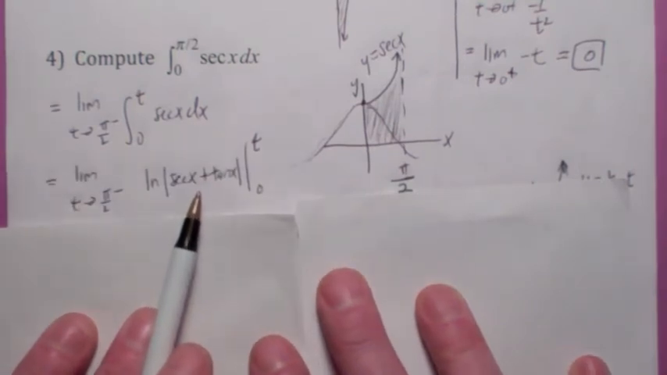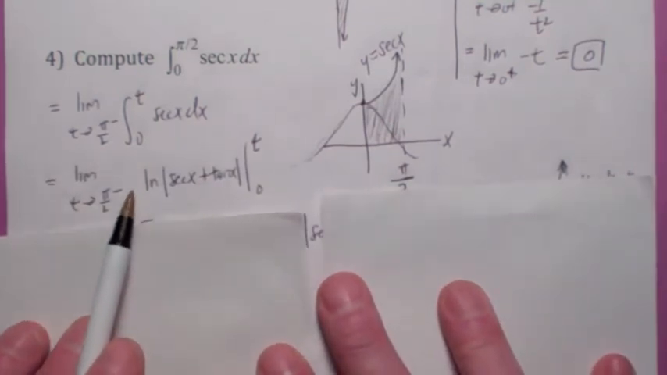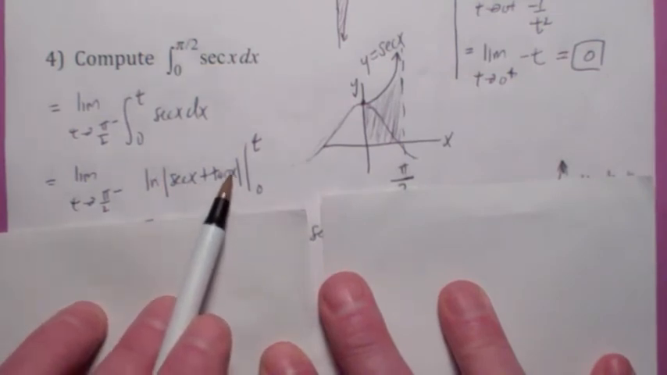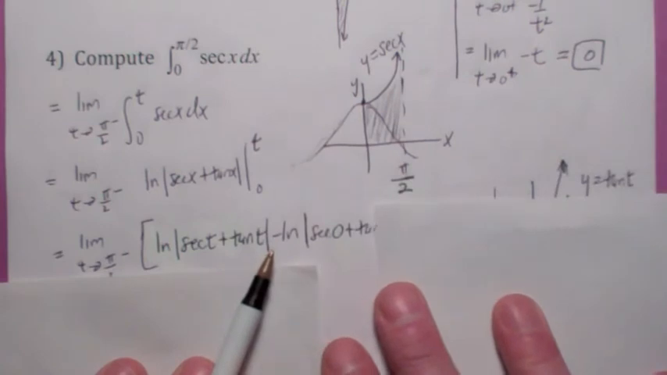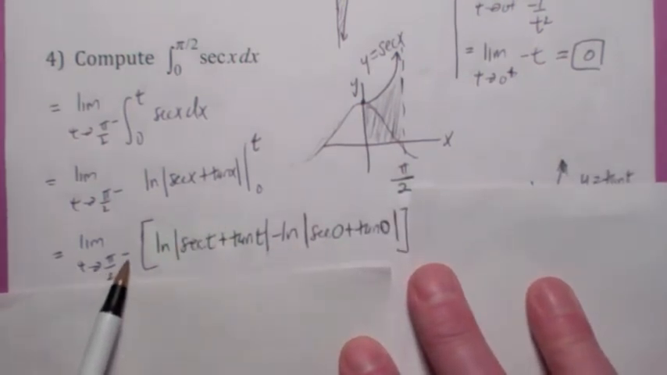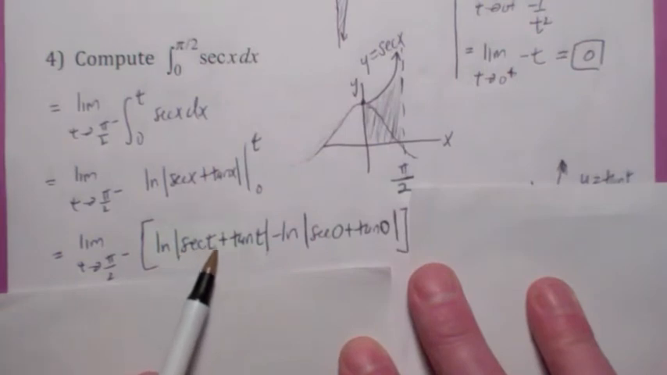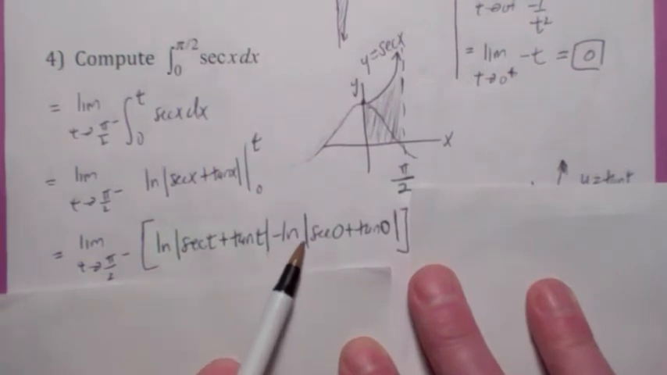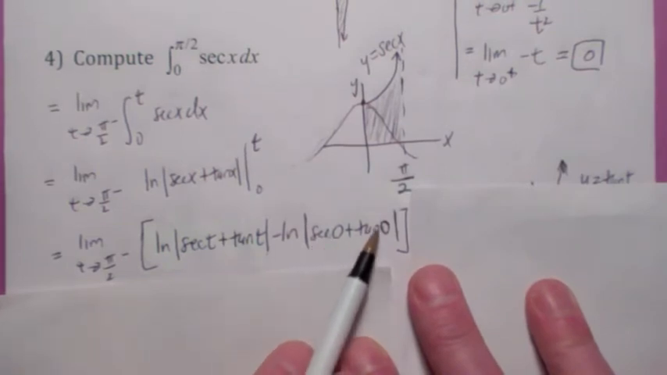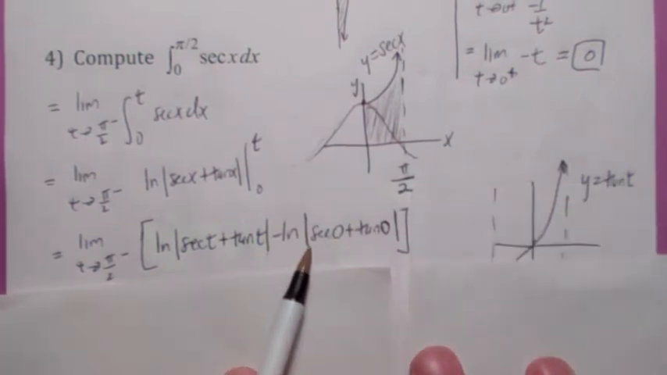The integral of secant x is pretty easy to compute, isn't it? It's just going to be the natural log of the absolute value of secant plus tangent from 0 to t. So when you plug everything in, you get the limit as t goes to pi over 2 from below of ln of the absolute value of secant t plus tangent t, minus the ln of secant 0 plus tangent of 0. Now, secant of 0 is 1. Tangent of 0 is 0, so this last term just drops out.